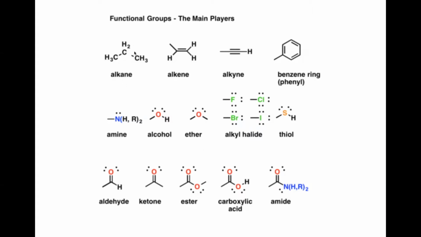So in the alkane, we have carbon, hydrogen, single bonds, and that's it. But in carboxylic acid, we have a C double bond O here, and then an extra oxygen over here with an OH. And so those are going to look very different.